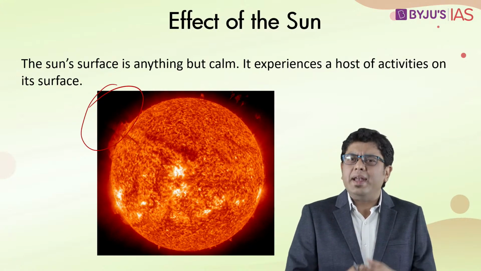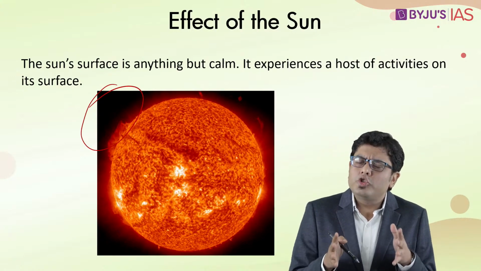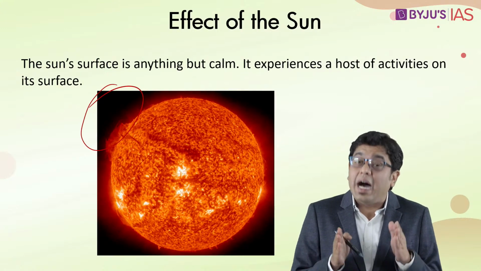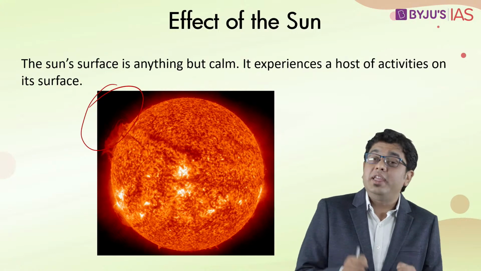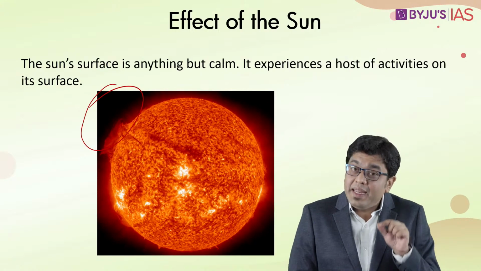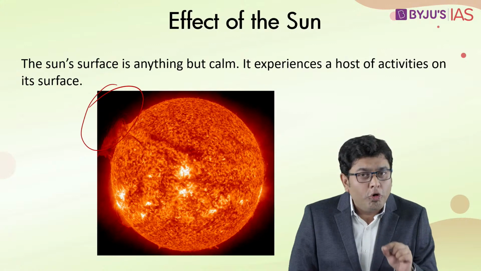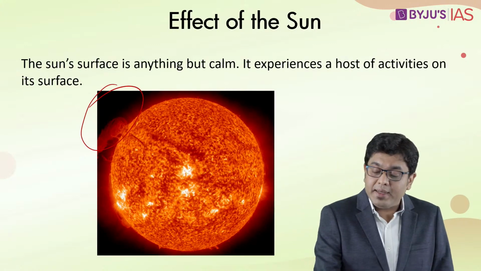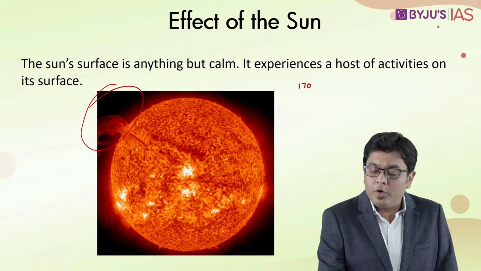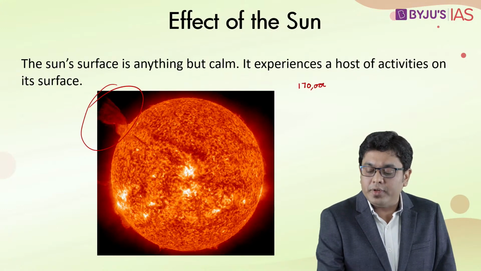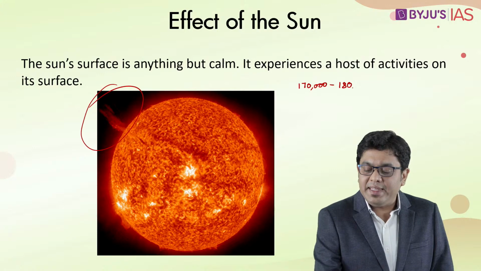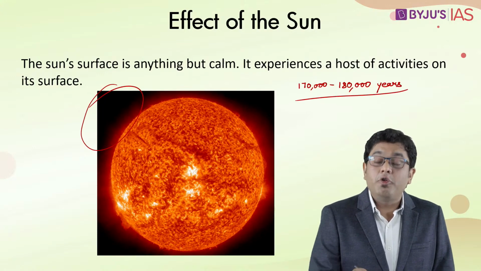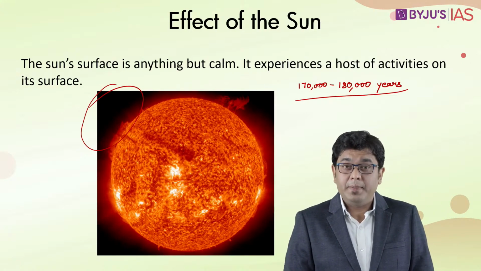To just give you an idea, it takes close to around 170,000 to 180,000 years for heat to travel from the inner part of the sun, that is the core, to the outer part of the sun. Keep this in mind, that it takes close to 170,000 to 180,000 years for heat to travel from the inner part to the outer part.